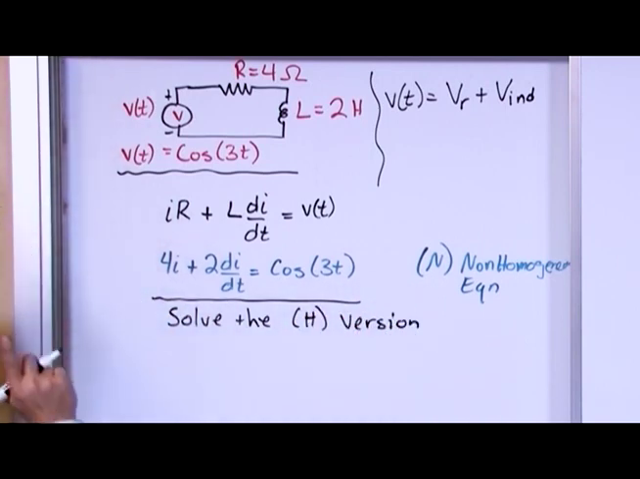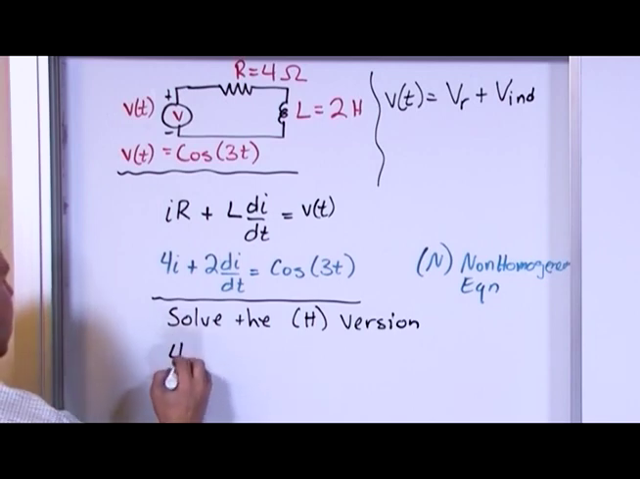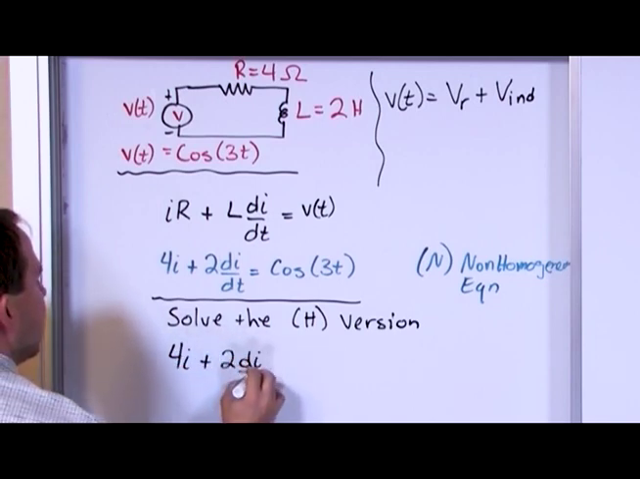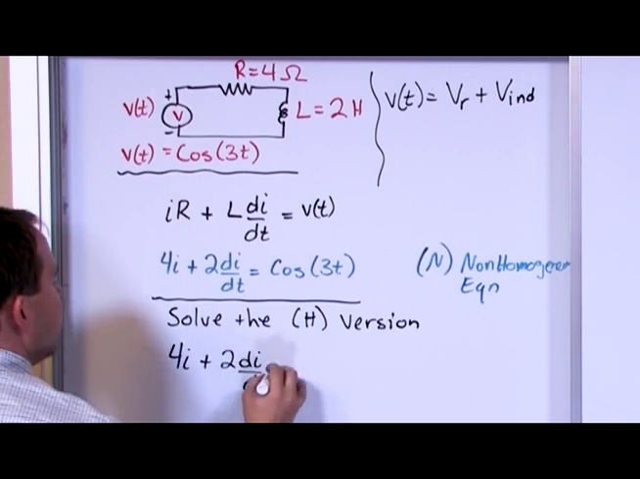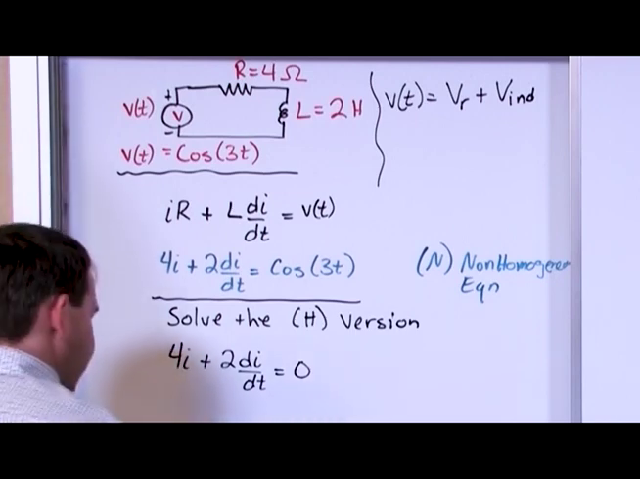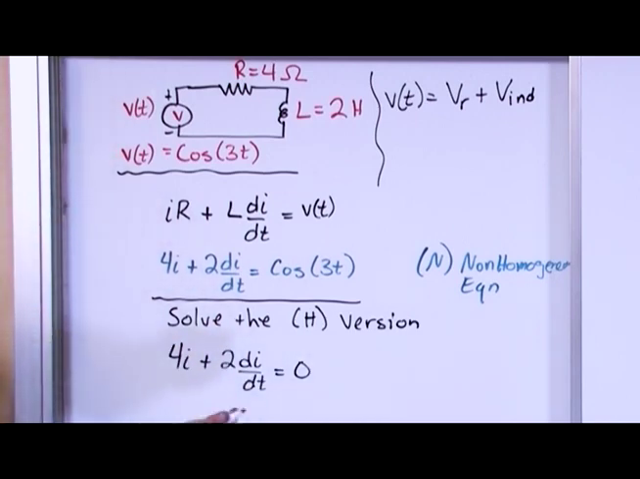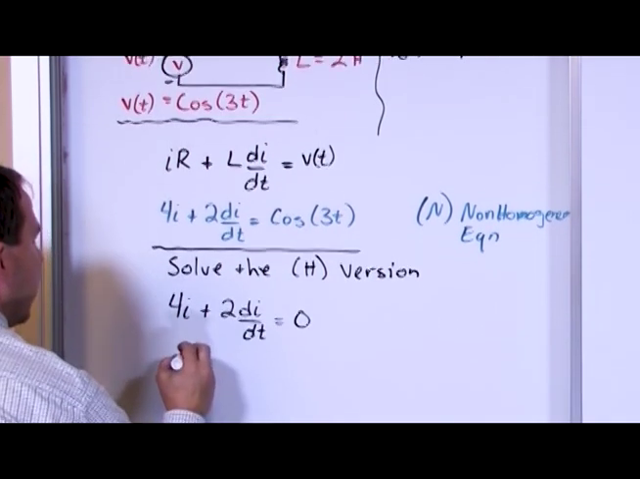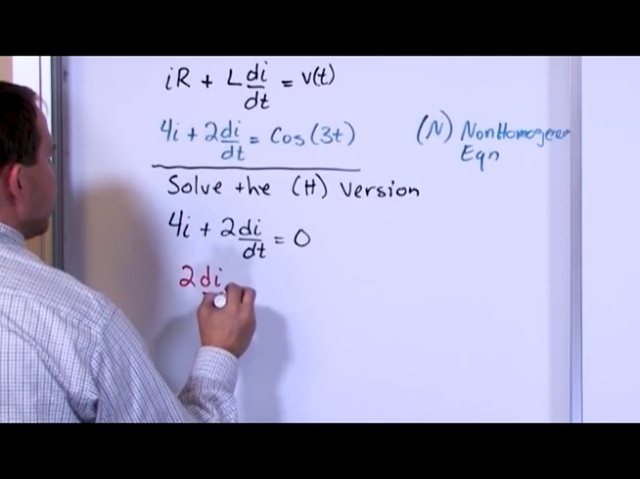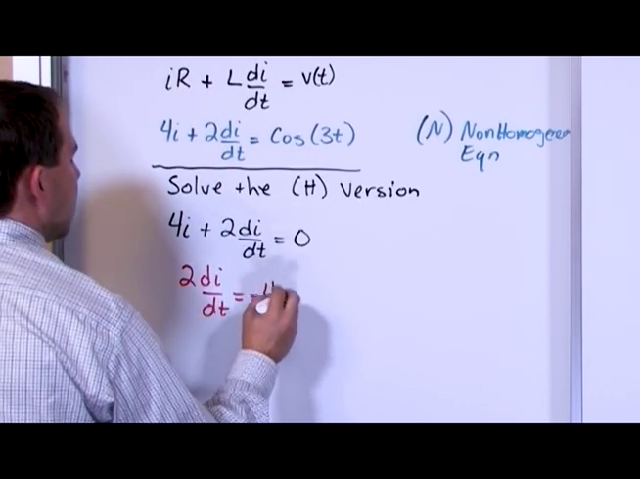H is homogeneous, which is 4 times I plus 2 times di dt is equal to 0. So this looks very, very similar to last time, and in fact it is very similar. So let's go ahead and look at this. This is a separable differential equation. So let's move 4i over here. So we'll have 2 di dt is equal to negative 4i.